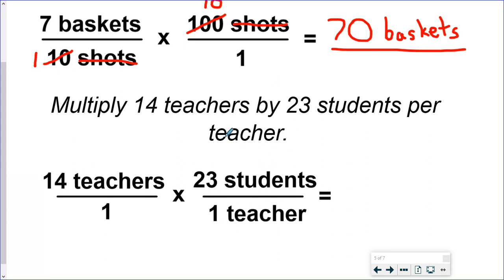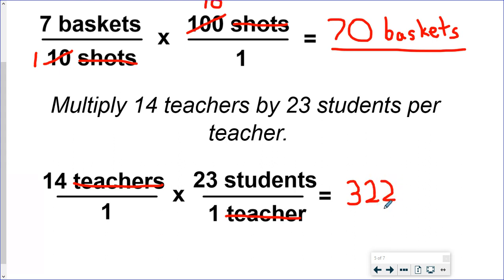Now I want to check and see if I can reduce any of the digits before I multiply. I don't think I can reduce any of the digits here, but I should notice that there is the word teachers on the bottom and teachers on the top, so I can go ahead and cross those out. Now I have 1 times 1 on the bottom, which is 1. And now all I have to do is take 14 times 23. I already did the math ahead of time. Trust me, boys and girls. The final answer there is going to be 322.